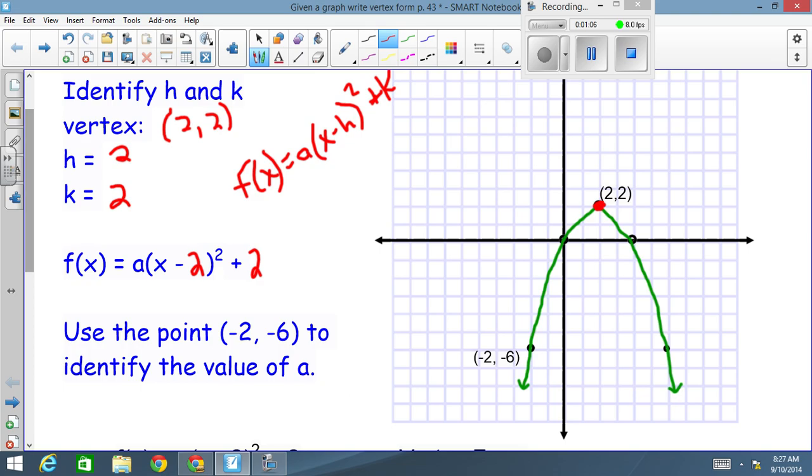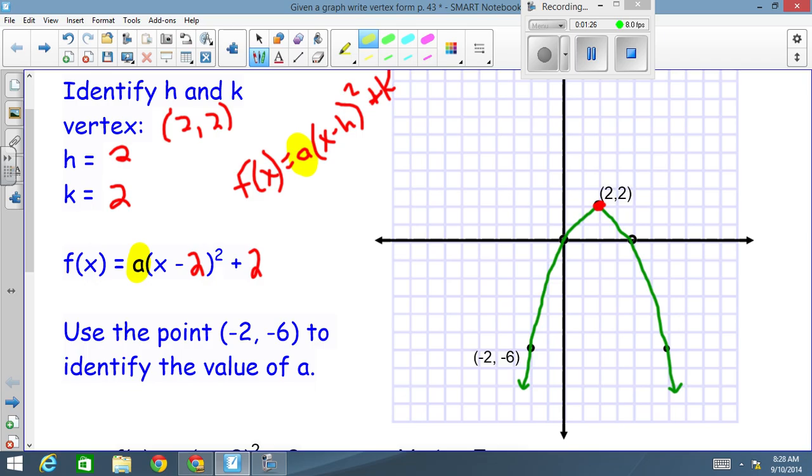The next thing we're going to use is we're going to pick another point that is given to us. That's going to help us find our last important piece. The last piece we need is to know what a is. Because in order to write it in vertex form, I need the a, the h, and the k. Well, the h and the k are easy. They come right from the vertex. But the a is not quite as easy.